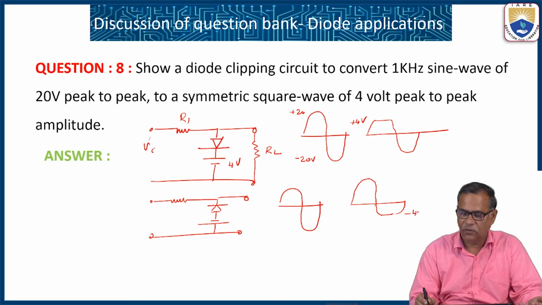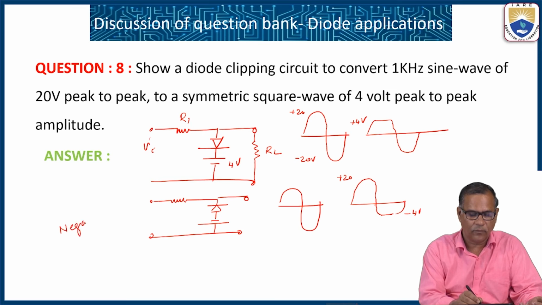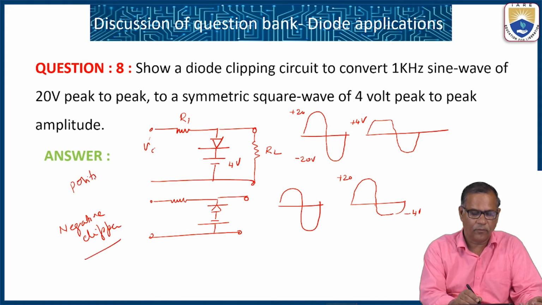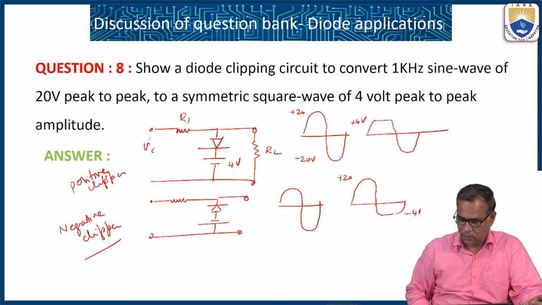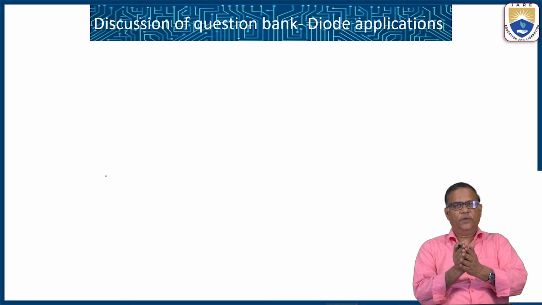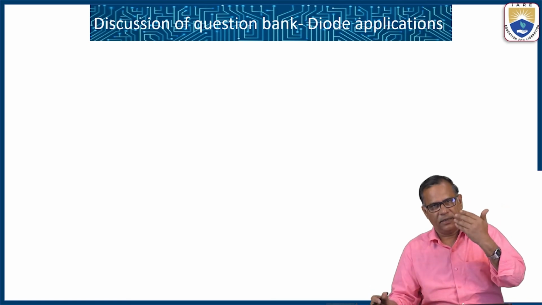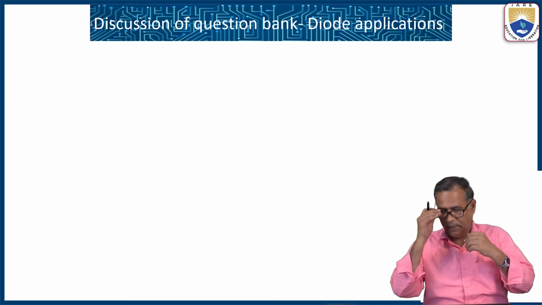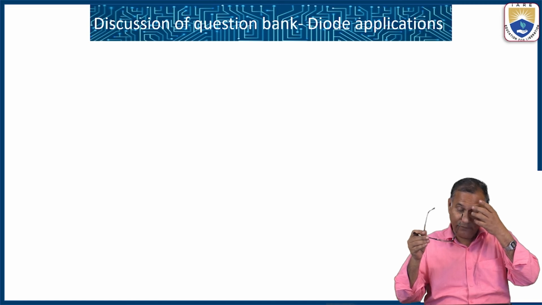So this is minus 4 and this is plus 20. So this is a negative clipper circuit. And this is positive clipper circuit. So when you combine these two, then you get clipping at plus 4 volts as well as at minus 4 volts, and we nearly get a square wave.